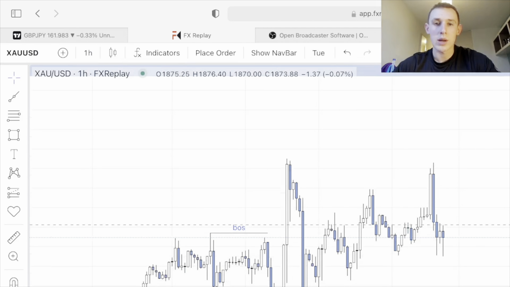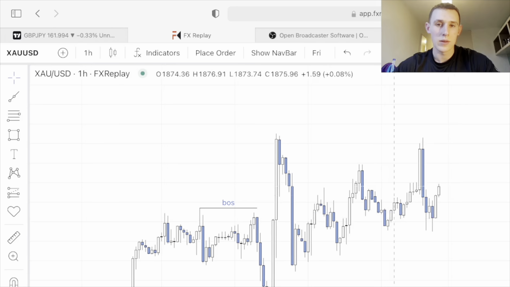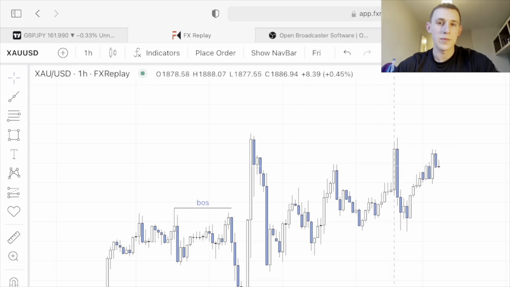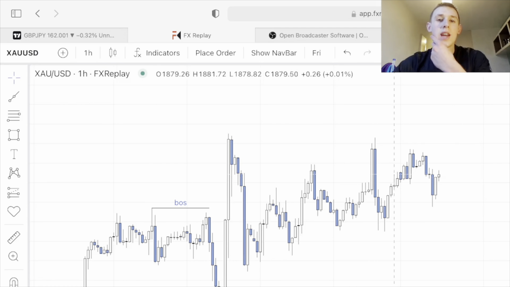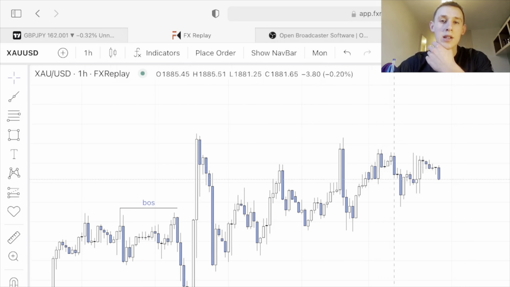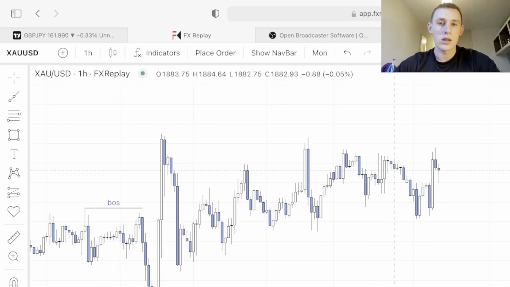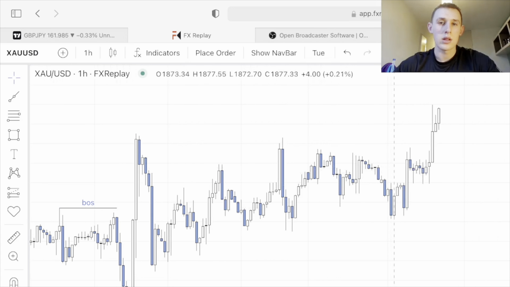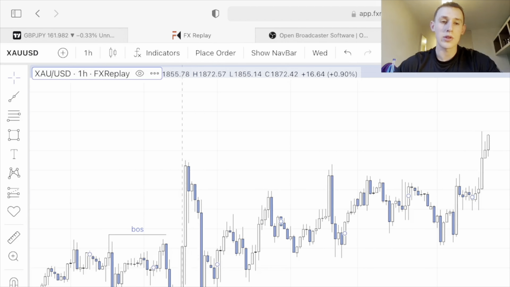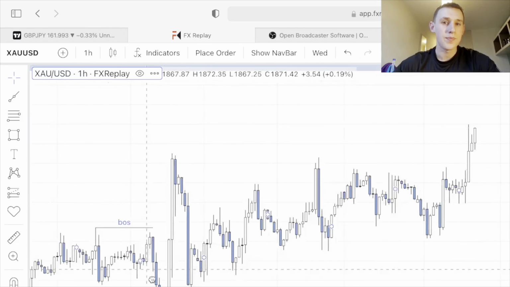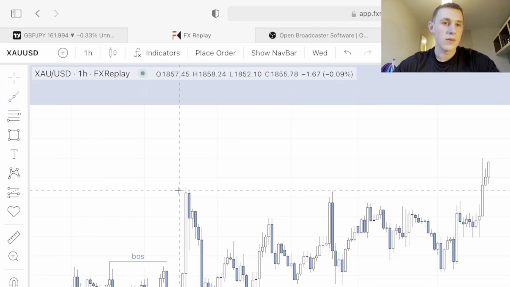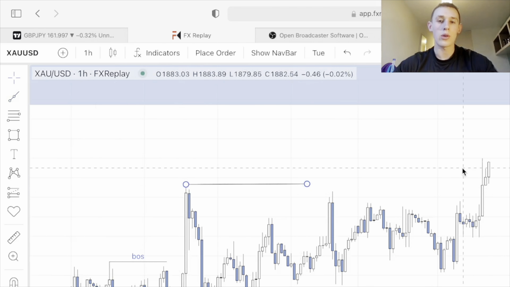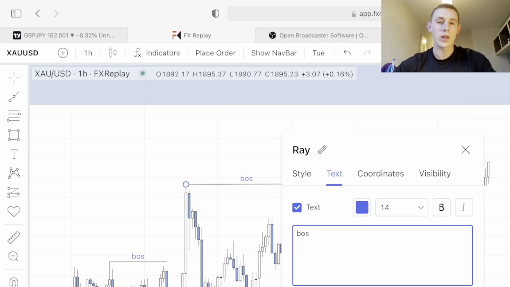Yeah, so let's see if price comes to our level. If it breaks structure here, then I'll invalidate it. Yeah, so price broke structure, so that level now is invalid. We'll draw that on as a further break of structure.